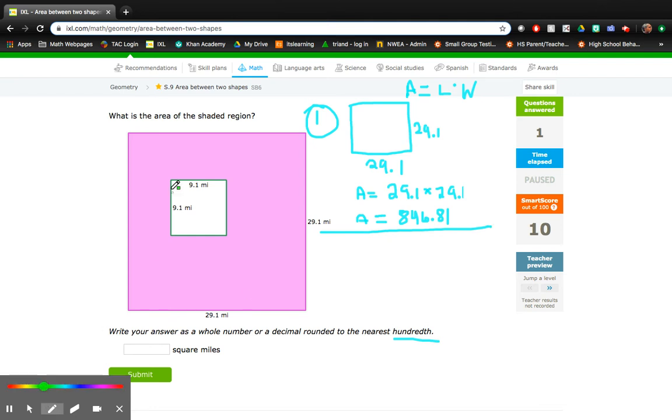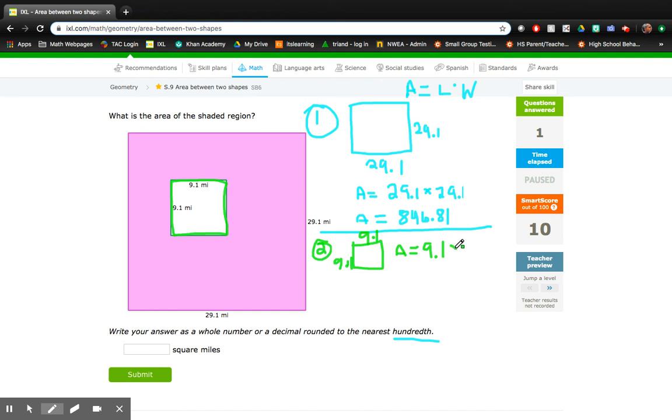Then I'm going to find this white piece so I can remove this white piece from the picture. Okay, so the second thing I'm going to do is find the area of this small inner square, which is 9.1 by 9.1. I can find the area of that the same way as the square above, just multiply the two sides together. So 9.1 times 9.1.